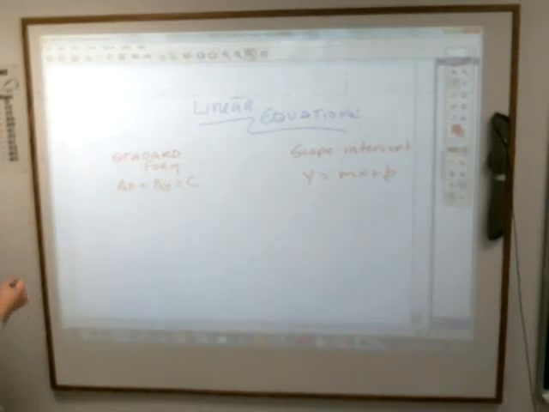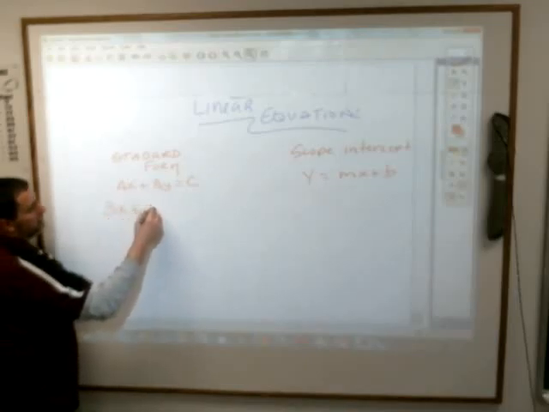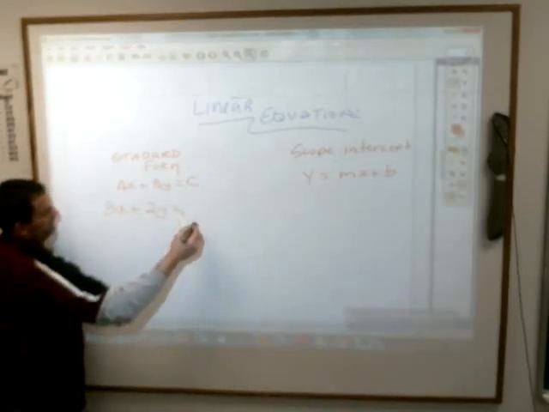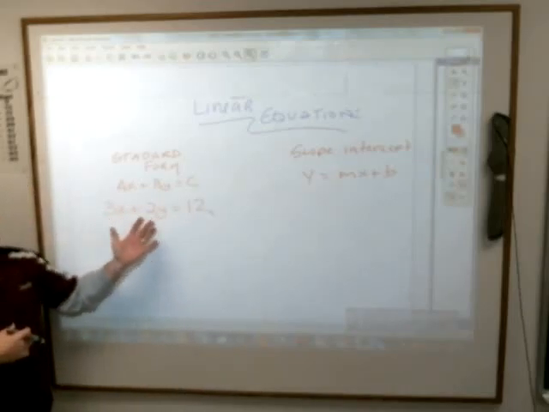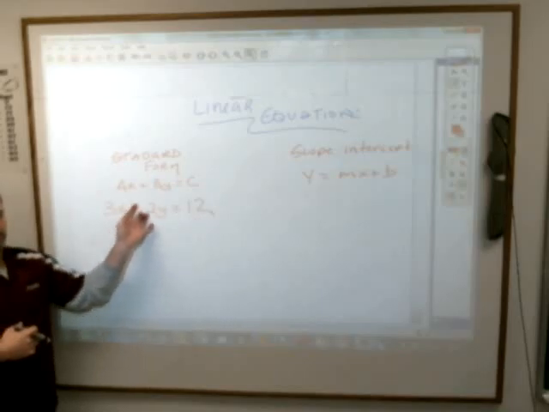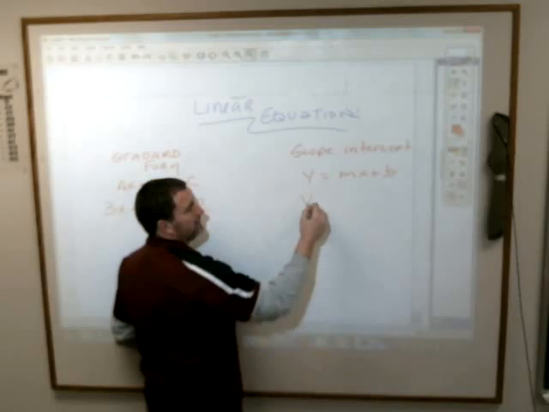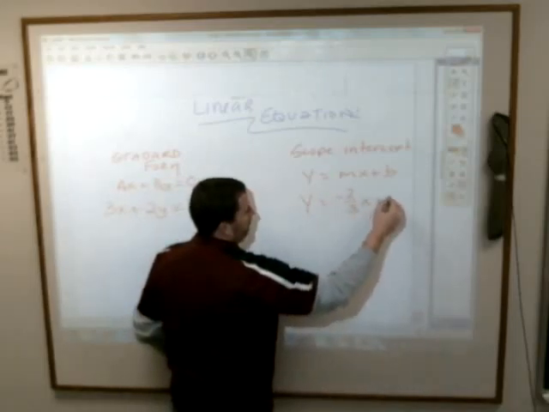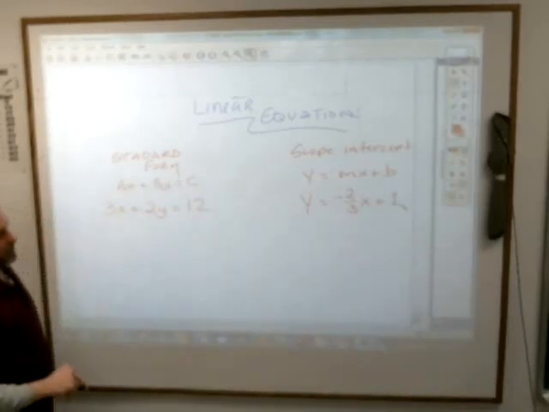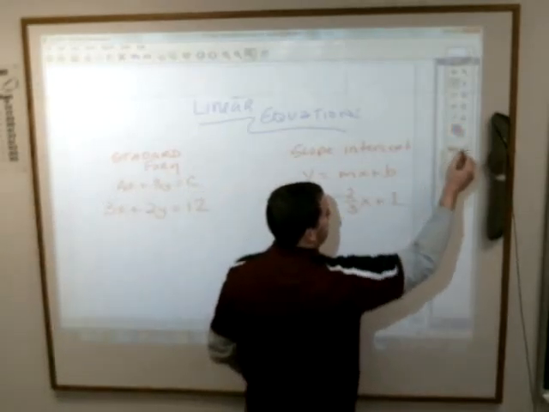Okay, but anything in standard form just looks like this: 3x plus 2y equals, I don't know, 12. In standard form, both the x and the y are on one side, the number's all by itself on the other. In slope-intercept form, it's solved for y, and you get something like negative 2/3 x plus 1. They're just different forms. They're both going to give you straight lines, but you want to solve both of these a little differently.